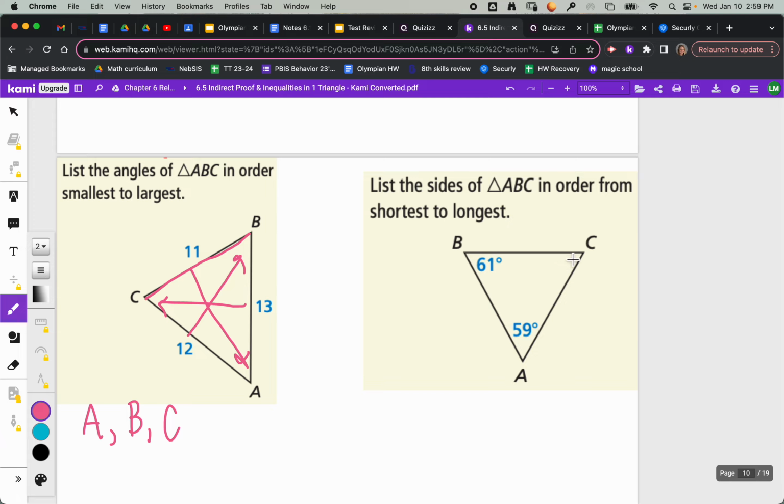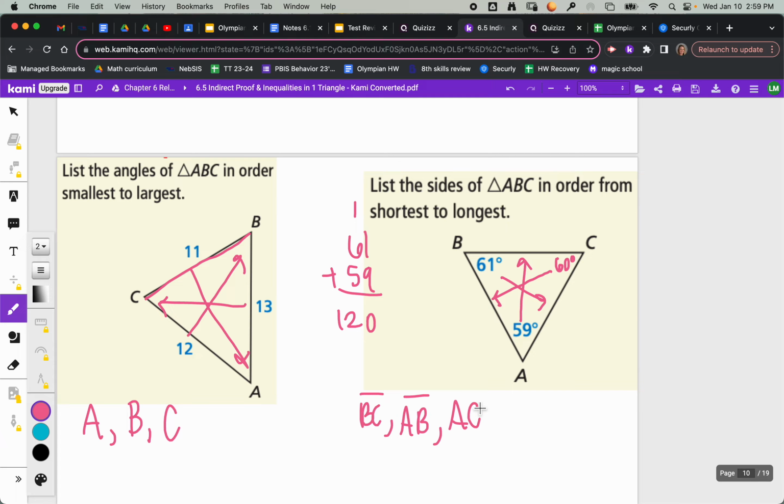The one thing we're not aware of is this angle over here, so we could do 61 plus 59 to help us. It's 120, and then 180 minus 120 is 60. So this is 60 degrees. So again, start with your smallest angle. We're going to go BC first, and then 60 degrees is next. That'd be AB. And then the last one, 61 degrees, which would be AC. Okay.